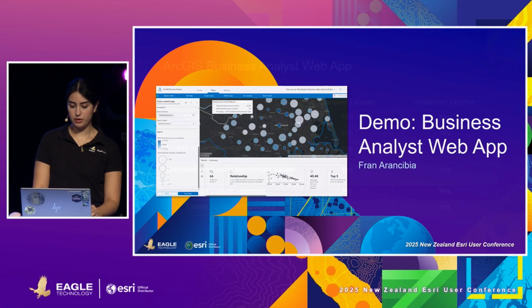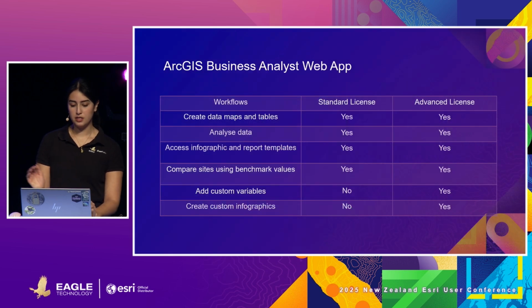But that was just to quickly show what Business Analyst Web App looks like, and just as a summary of some of the things that we showed yesterday and today, and the things that you can do with the standard license and the advanced license. And I just wanted to note that if someone in your organization has advanced license, they can create custom infographics or custom variables, and then someone in the same organization with a standard license can then use them. So they might not be able to create them, but they can still use them and access them.